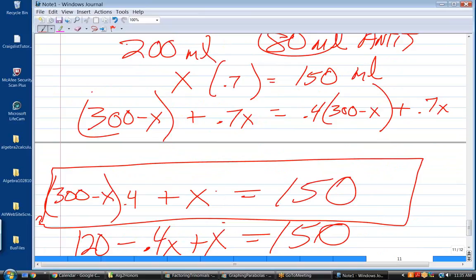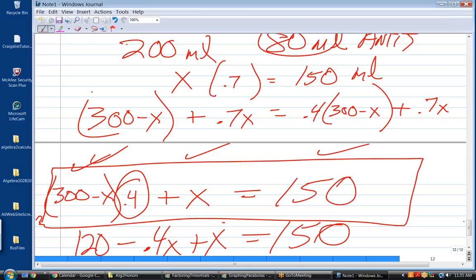But if you think about it, this is the amount of fluid you have after you've drained some. It's 40% antifreeze, so we're going to multiply that by 0.4. We have that much antifreeze left. I'm going to add that much pure antifreeze. When I'm all done, I've got to have 150 milliliters of antifreeze.